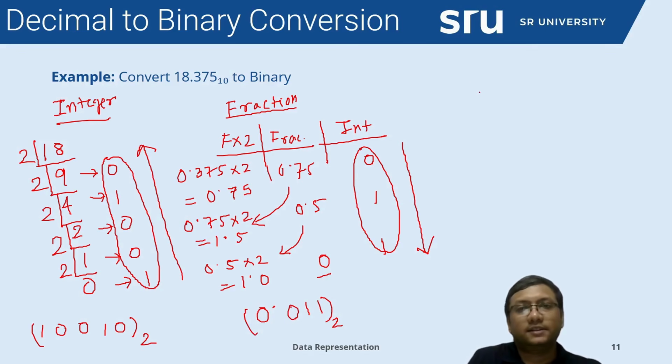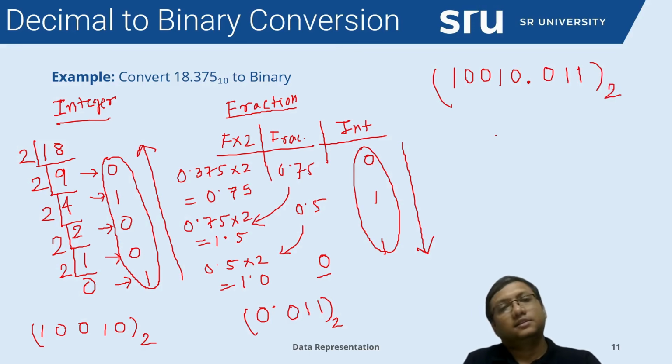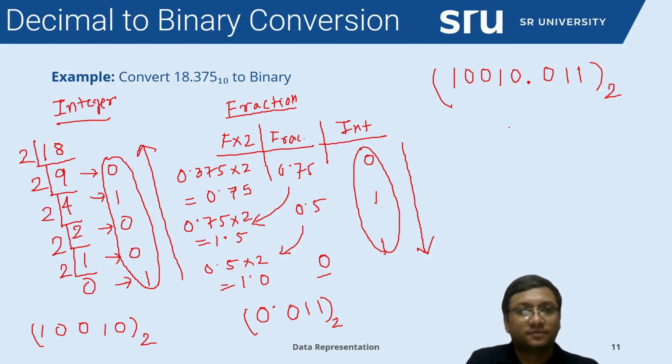So what will be our final answer? The final answer would be, we need to combine the integer and fraction parts. So first we will write the integer part that we have obtained, 1 0 0 1 0, point, 0 1 1. So this is our final result. Now you also can try different types of numbers that are a combined form of integer and fractions, and you can also practice.